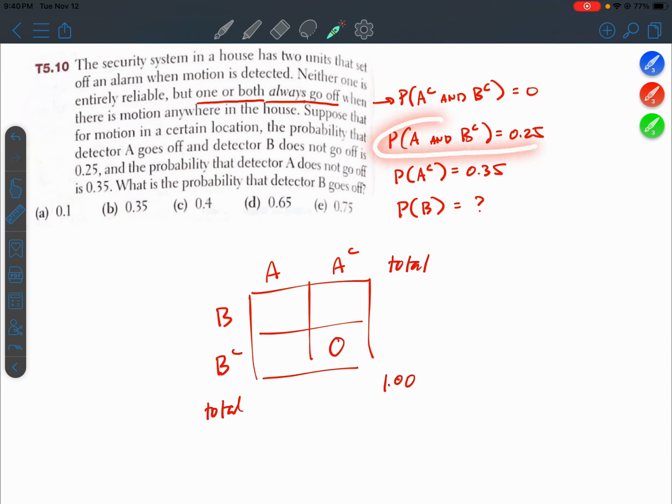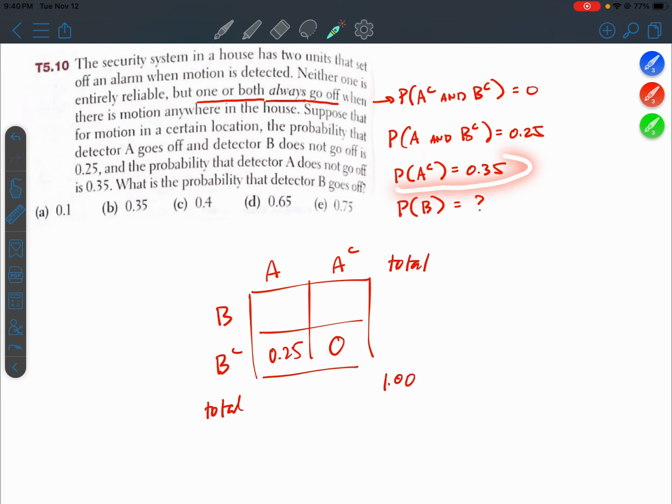Okay, the probability that A goes off and B doesn't go off, that's going to be this cell right here, 25%. Okay, the probability that A does not go off is 35%. So that's going to be the value that goes right here, 0.35. And then we are trying to find the probability that B goes off. So we are trying to figure out that value right there.